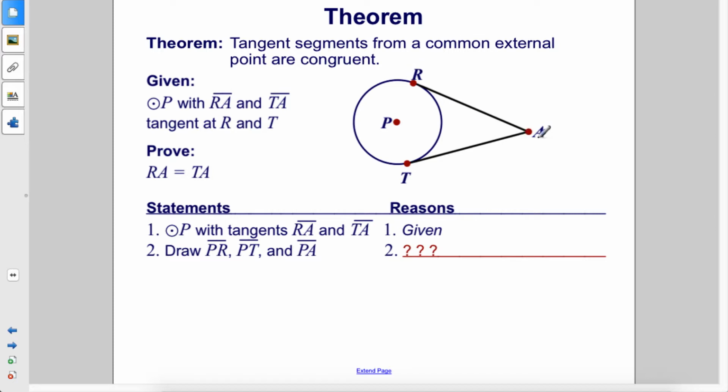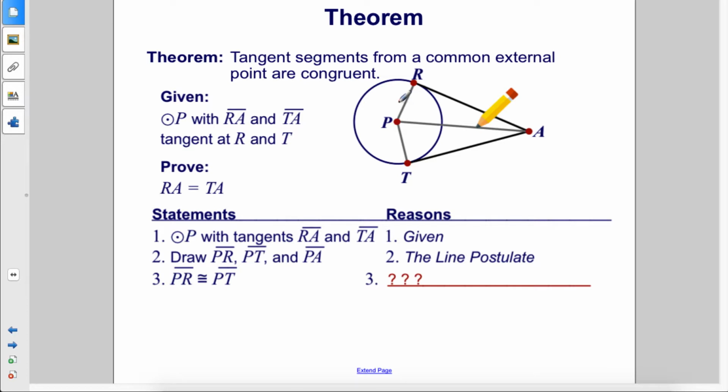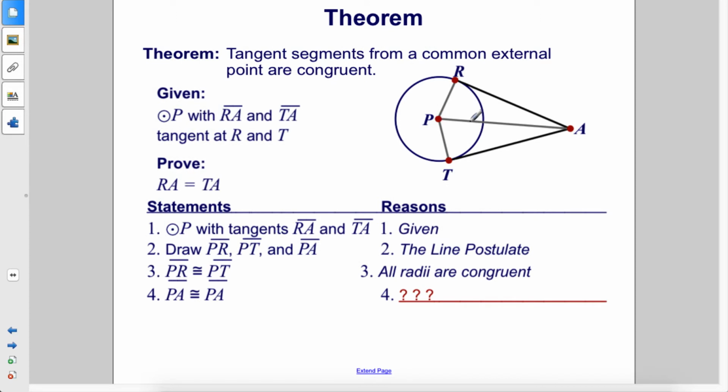Theorem: tangent segments from a common external point are congruent. Given circle P with RA and TA tangent at R and T, prove that RA equals TA. We begin with our given information, then we draw PR, PT, and PA, because of the line postulate. We know that PR is congruent to PT because all radii are congruent. Segment PA is congruent to itself because of the reflexive property of congruence.